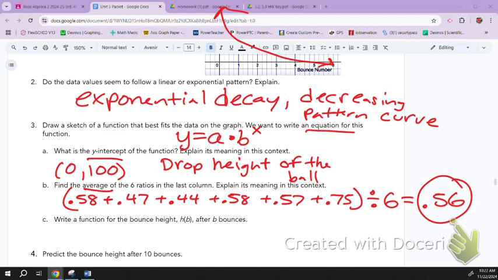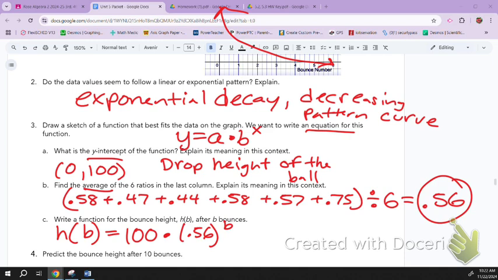Okay, so now we're going to put it together. We're going to write the function. We're going to use h of b, and again, b means bounces. What's our starting value? 100 times, what's the multiplier? 0.56, and we're going to use the power of b. B is the number of bounces. Okay?